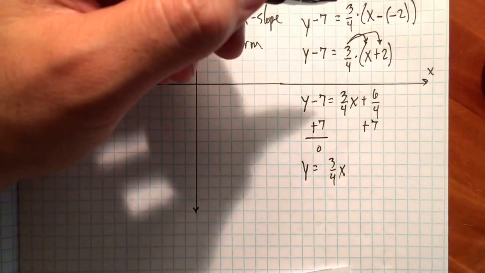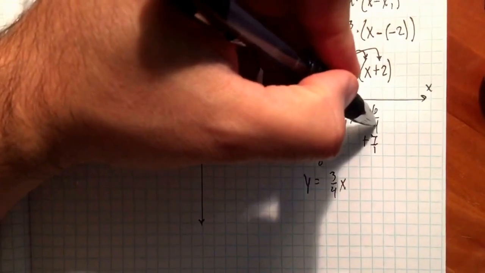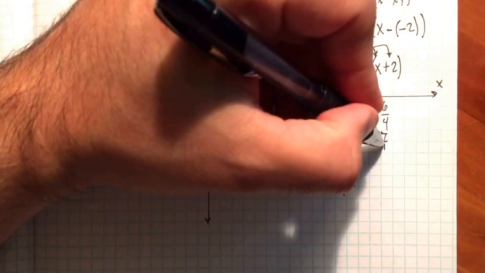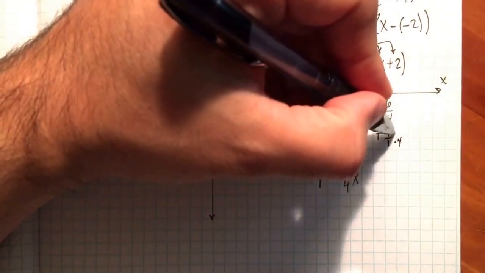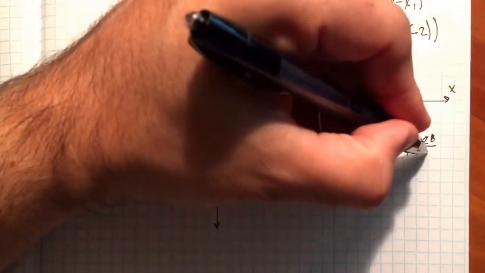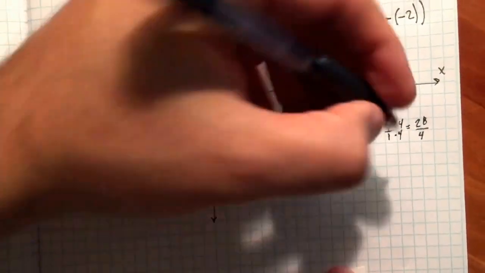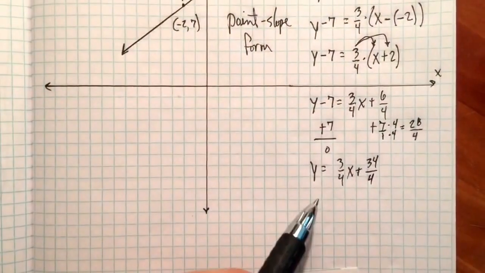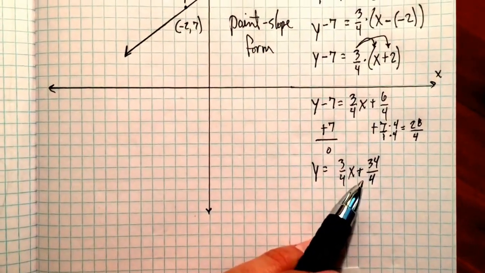Now, let's remember something about fractions. This is 7 ones, but my fraction is in fourths. So in order to make this an equivalent fraction, I need to take this denominator, multiply by 4. If I multiply the denominator by 4, I need to multiply the numerator by 4. This equals 28 fourths. Now I can add them together. 28 plus 6 is 34 fourths. And this, ladies and gentlemen, is y equals m times x plus b.